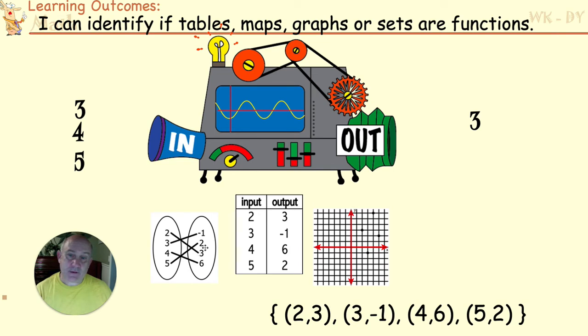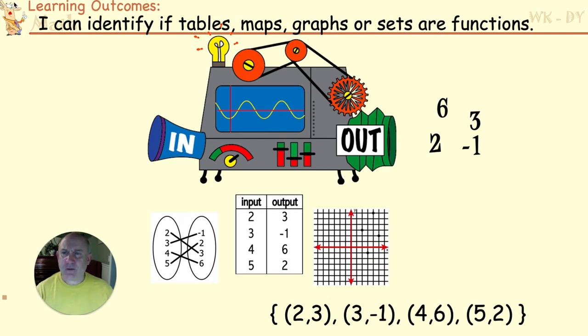Notice the map, it follows the line. The table's right across. The graph is the point (2, 3). And the set is 2 and 3. It does something similar. I won't spell it out quite as much on the next. But if we put in a 3, we'll get out a -1. If we put in a 4, we get out a 6. And if we put in a 5, we get out a 2, which is in line with all of the representations here. So far, that's true. Every one input has exactly one output.